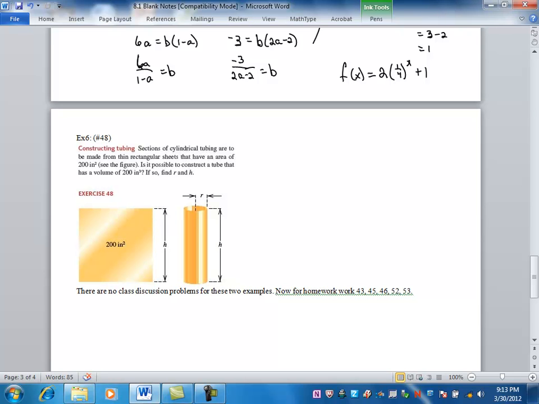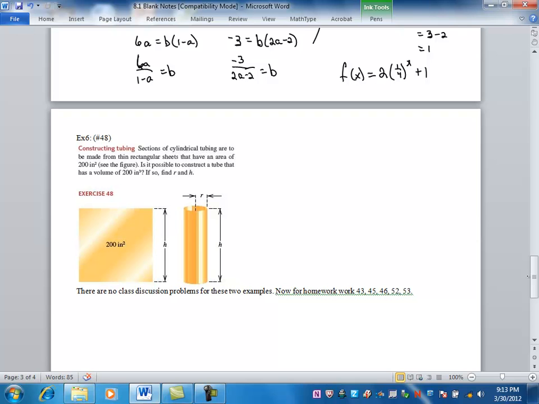It says sections of cylindrical tubing are to be made from thin rectangular sheets that have an area of 200 square inches, and we want to know, is it possible to construct a tube that has a volume of 200 cubic inches? And if it is, please find the radius and the height.